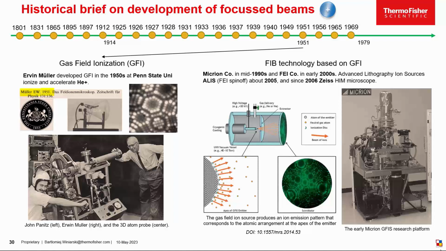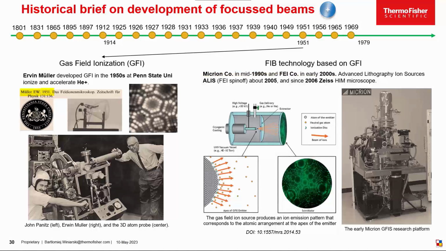Another method to create and accelerate gas ions is gas field ionization, or GFI, source. Erwin Müller developed GFI in the 1950s at Penn State University, to ionize and accelerate helium ions. Below we see his invention, an exemplar ion emission pattern that corresponds to the atomic arrangement at the apex of the emitter. FIB technology based on GFI dates back to the mid-1990s, developed by Micrion, and in the early 2000s by FEI.